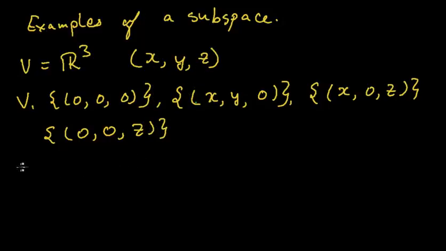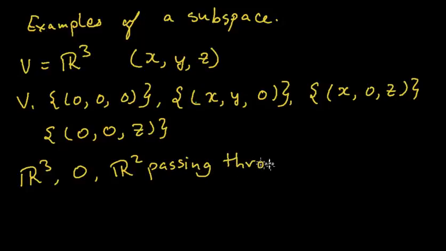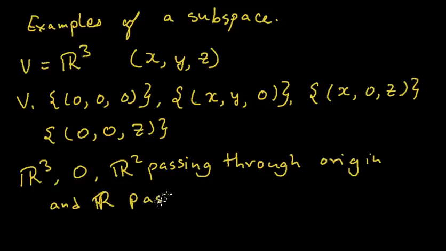So all the subspaces of R3 are R3 itself, the 0 vector, all the R2s passing through the origin, and all the R1s passing through the origin.